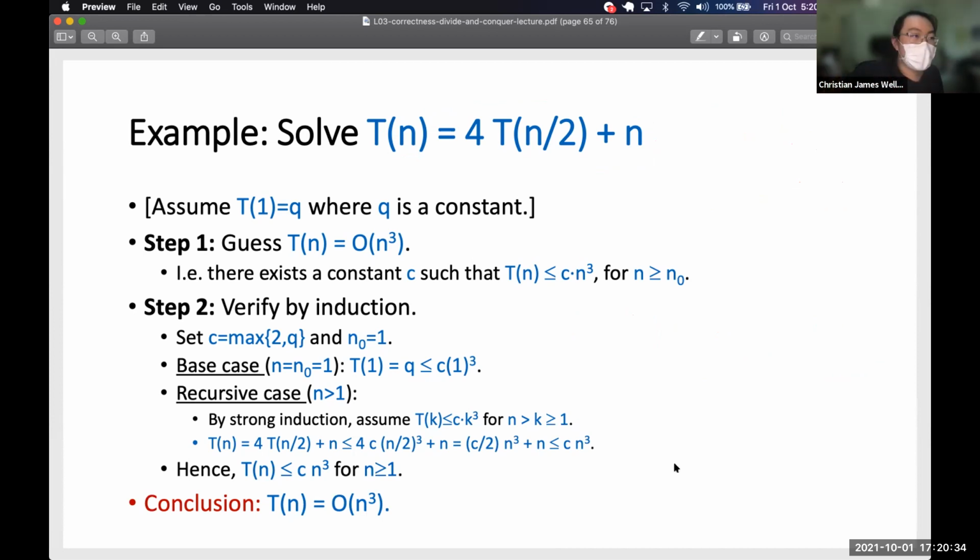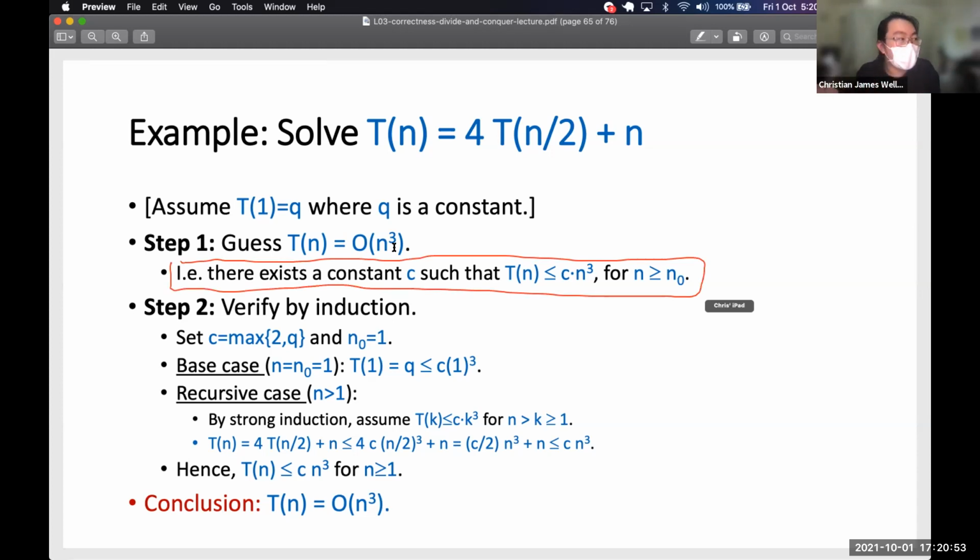Okay, so the next thing is that after you make the guess T(n) equals O(n cubed), you cannot just say, oh, inductive hypothesis, T(n) is O(n cubed). That is kind of sloppy. The next thing you do is you say, by the definition of big O, there exists a constant C, such that it's valid for some value onwards.